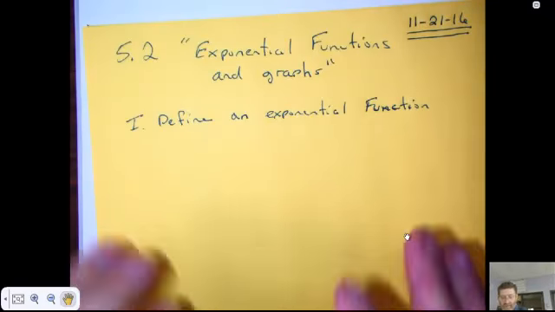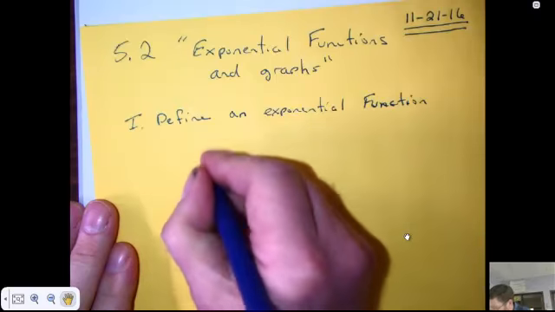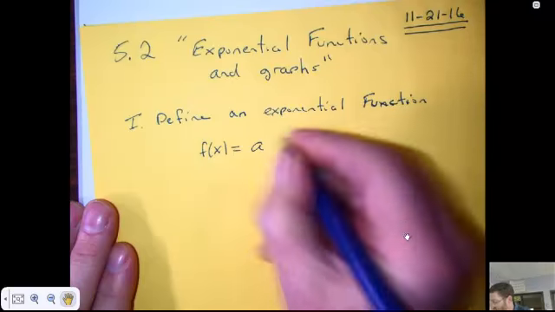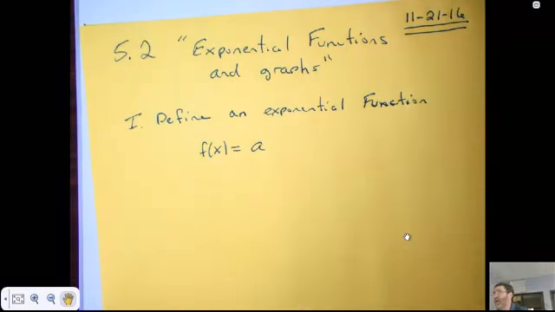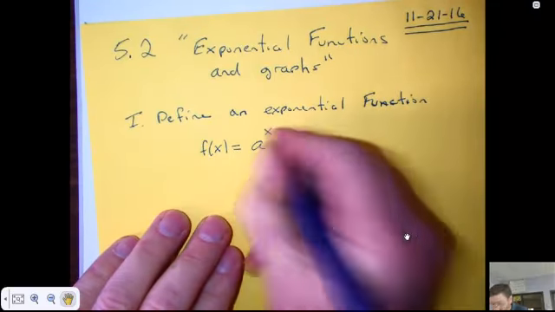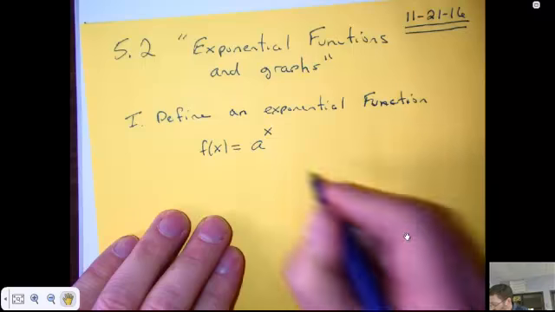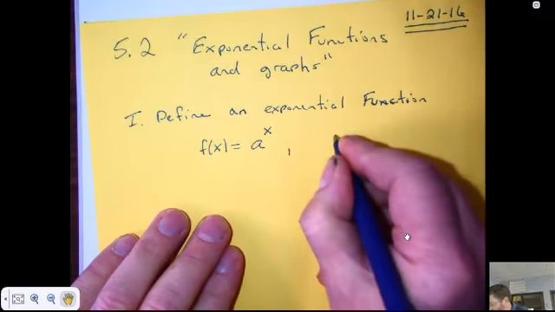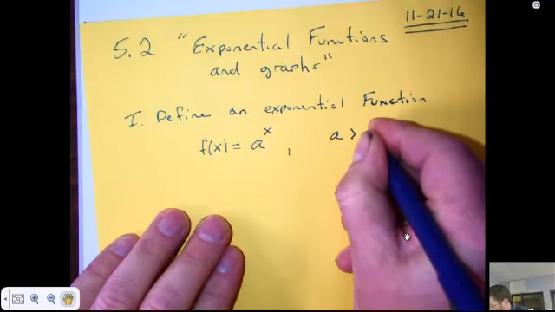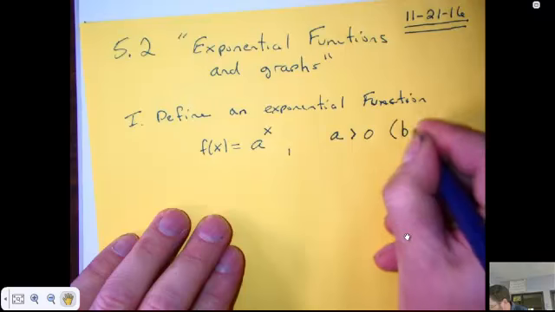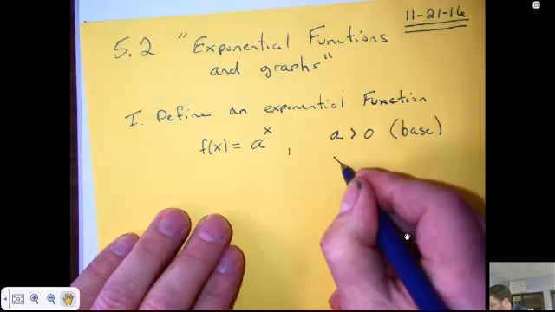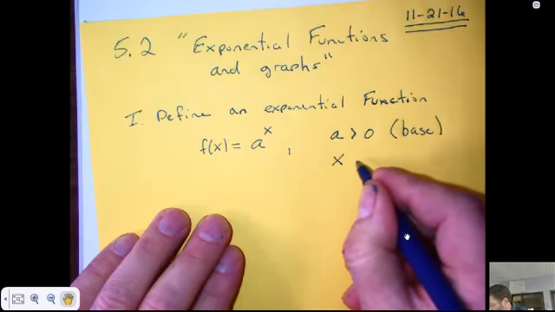Okay, so to define this, we're going to say that f of x, our function, is a to the x. What makes an exponential function different from everything we've done is that the exponent is the variable. We're going to say that a has to be a number above 0. We call a the base. And then x is going to be any real number.